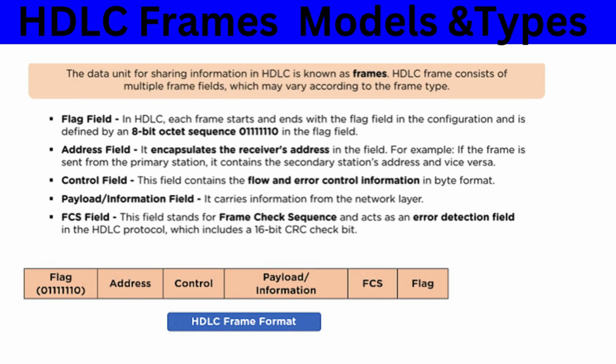And the last one is the FCS field. This field stands for frame check sequence and acts as an error detection field in the HDLC protocol, which includes a 16-bit CRC check. Given below is the HDLC protocol frame format, with the starting point and end point with the flag field, followed by address, control, payload or information, and FCS.